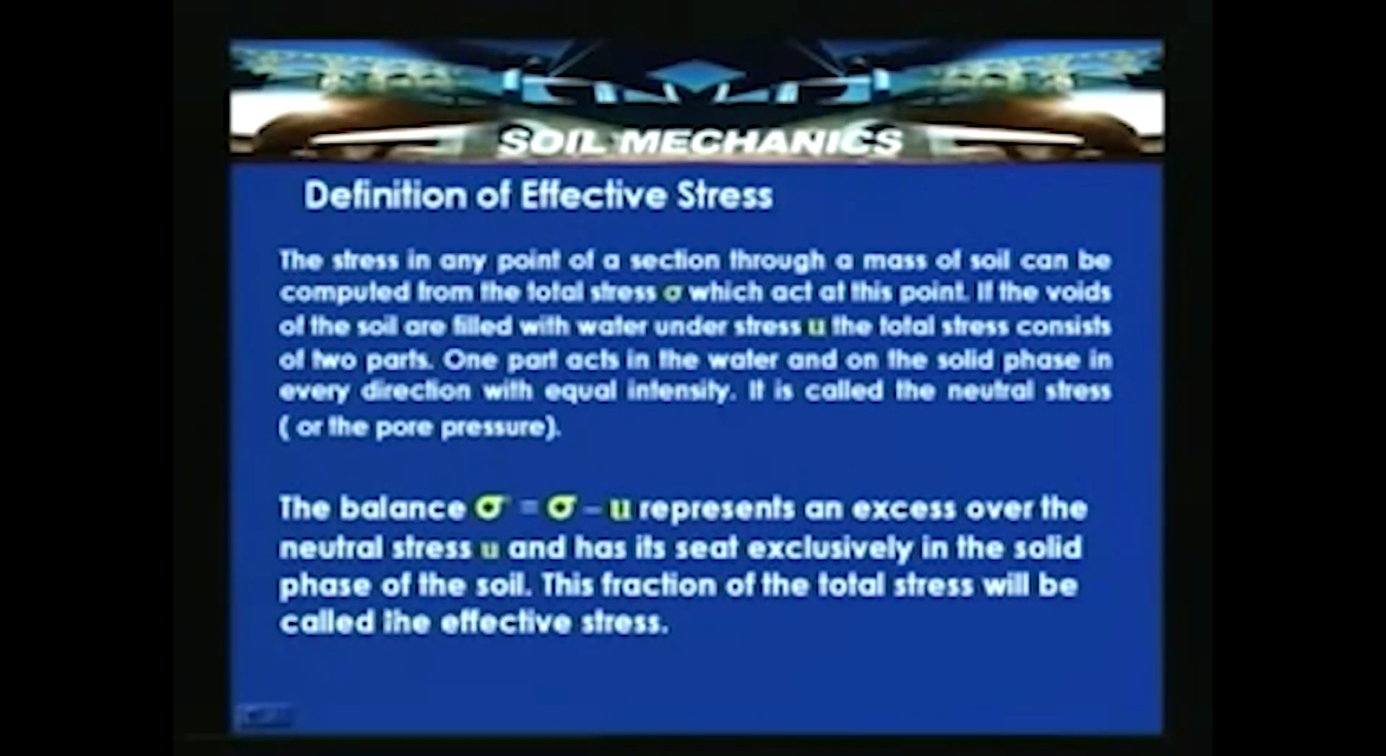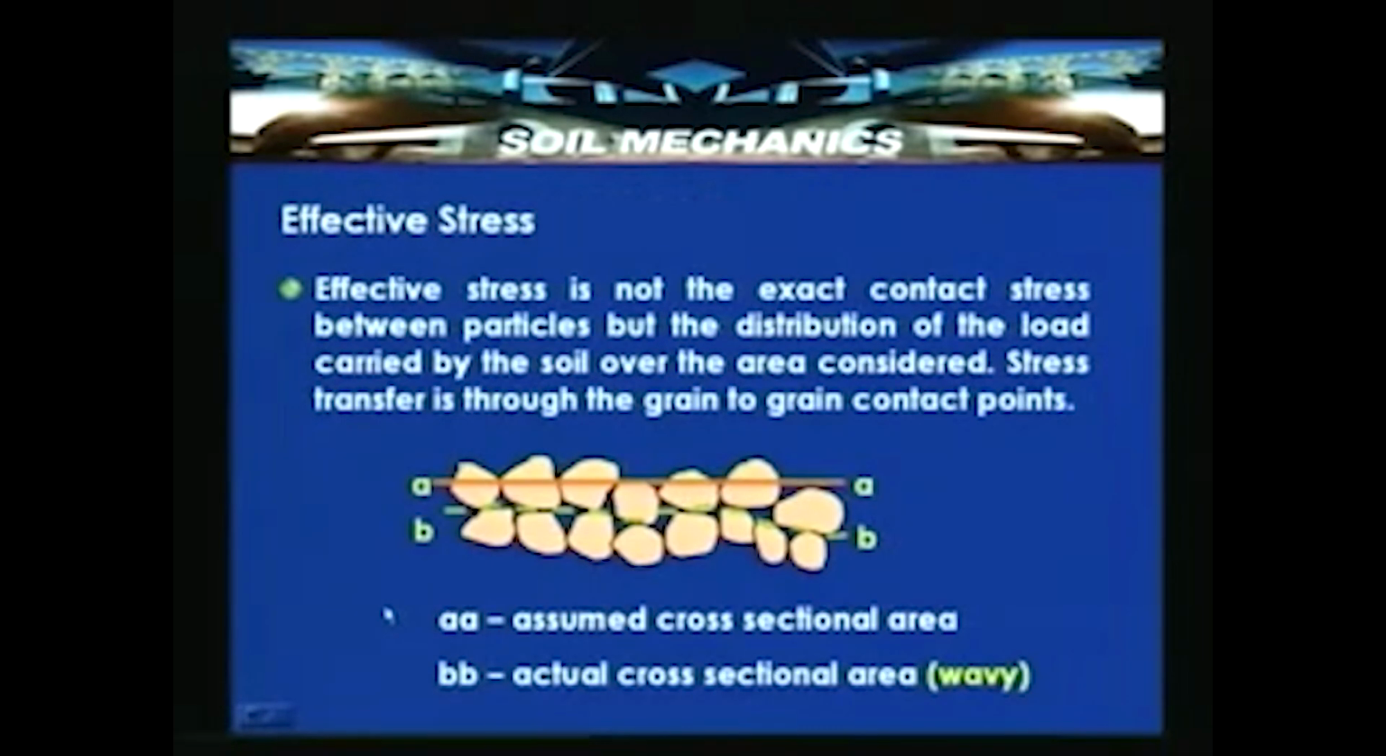So, this fraction of the total stress is called the effective stress. Effective stress is not the exact contact stress between particles, because if you take the grain to grain contacts, particularly in granular or sandy soils, the grain to grain contact area may be very, very small. Because of that, the contact stresses at the grain to grain contacts are very, very high.